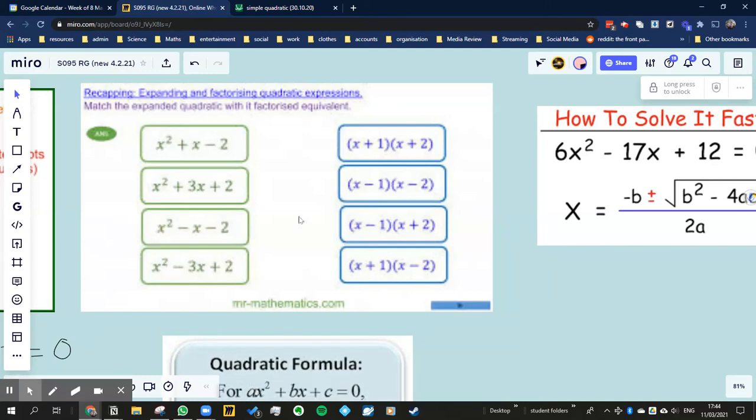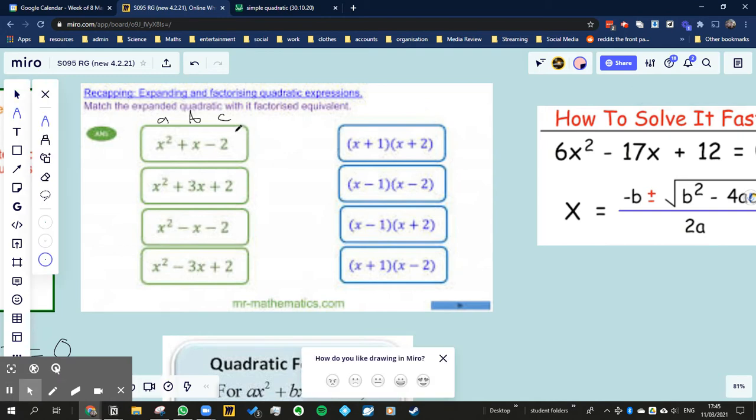So we're looking in this case for all values where a is equal to 1. We're looking for two numbers that add to give 1 and times to give -2. So what would that be?